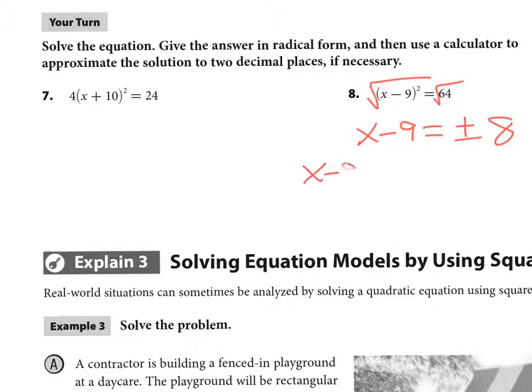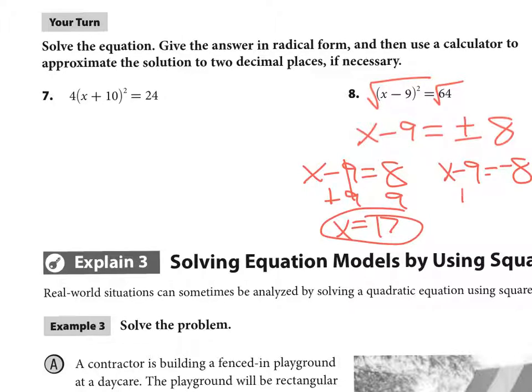So I take x minus 9 equals positive 8, but then I also have to take x minus 9 equals negative 8. And then I have to work each equation independently. So here I get x is 17, one solution, add 9 here. But because that was a negative 8, negative 8 plus 9 is 1. And that's my second solution.